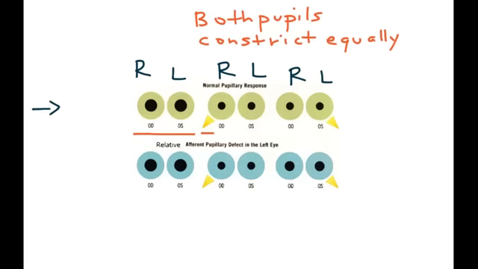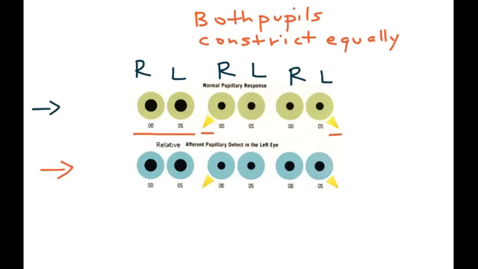Then what you do is you do the same test, this time in the left eye. You shine the light into the left eye, and again, both pupils will constrict equally. So that's the physical exam finding during an eye exam of a normal eye. Now we have the second row. This is a patient where you have a defect, and in particular, a defect in the left eye.